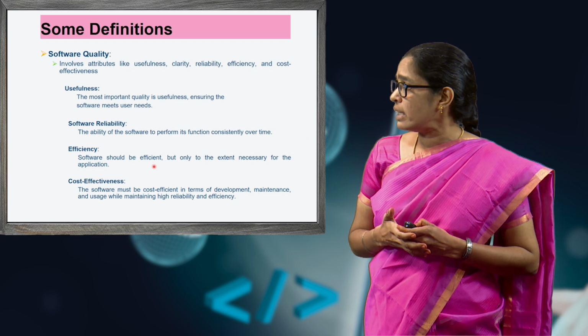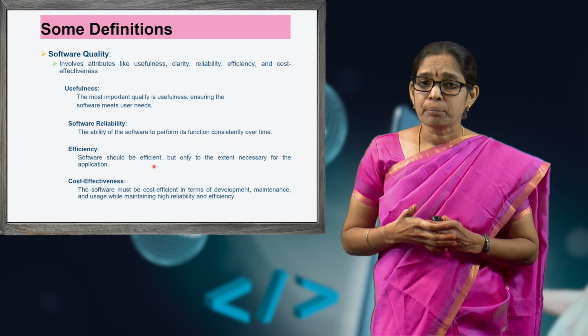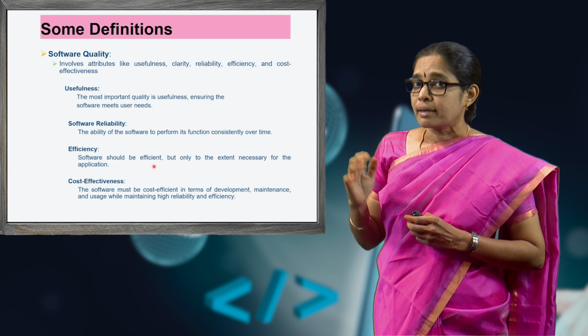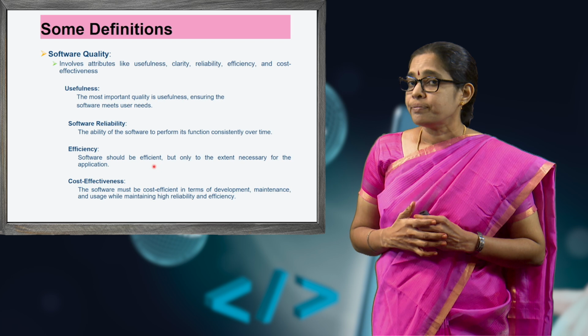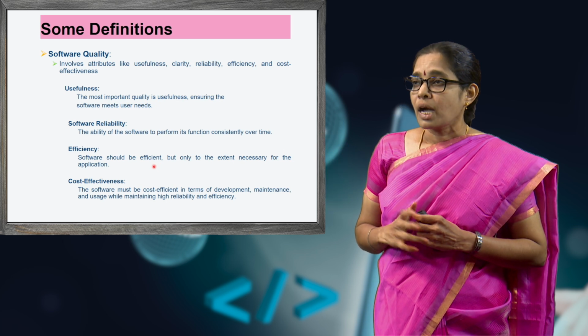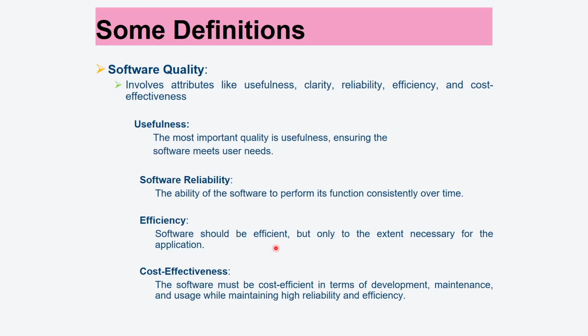Then software quality, that quality can be measured by using the following parameters or attributes: usefulness, clarity, reliability, efficiency and cost effectiveness. First, usefulness. The important quality is usefulness. It ensures that software meets or satisfies the user requirements.